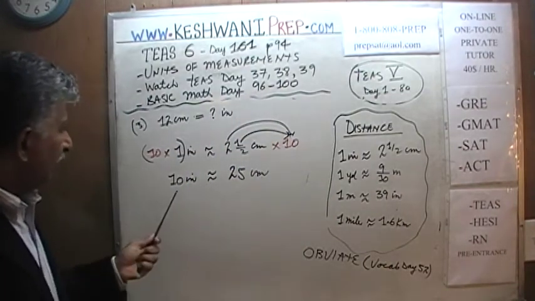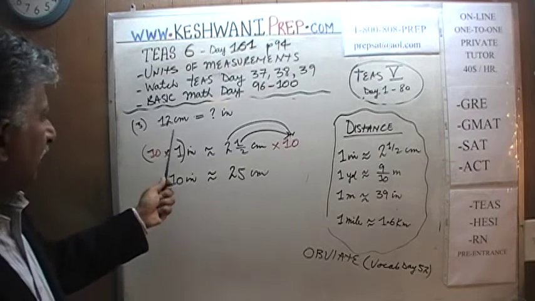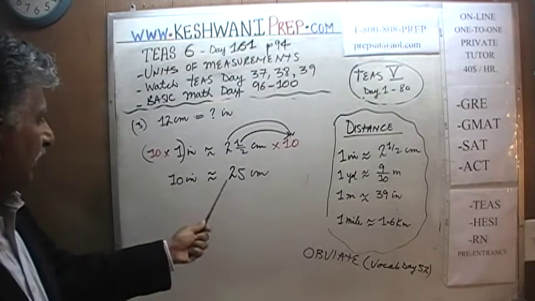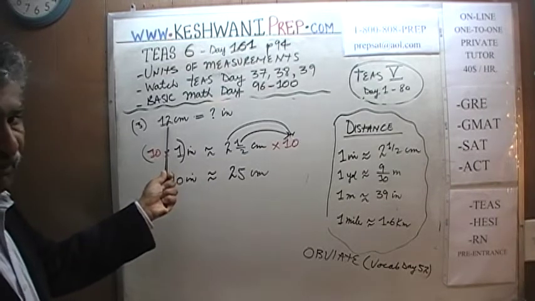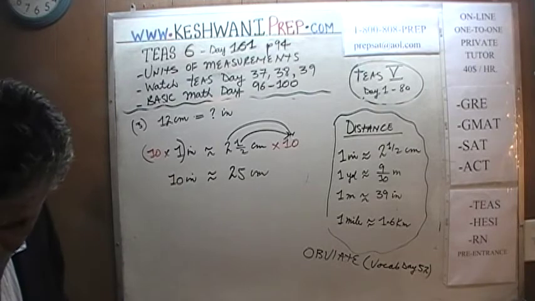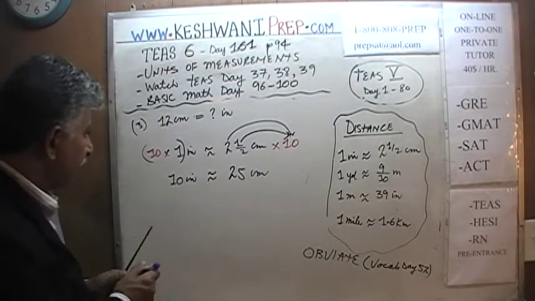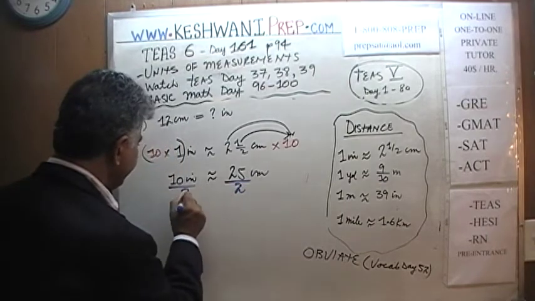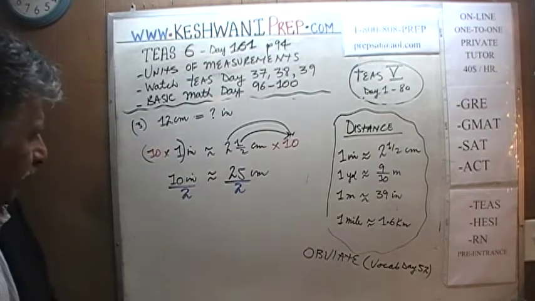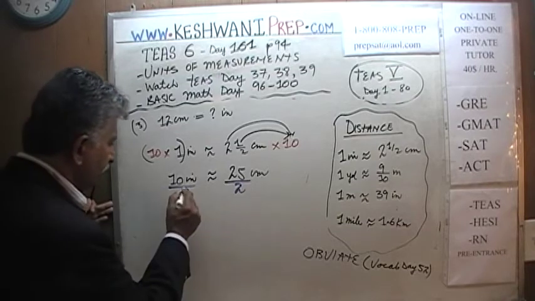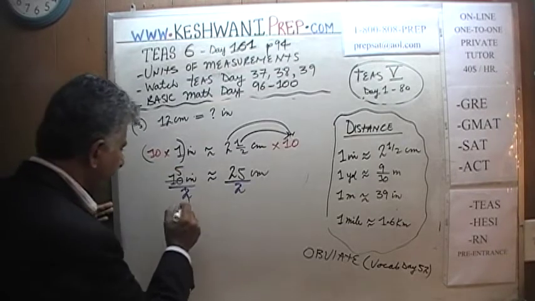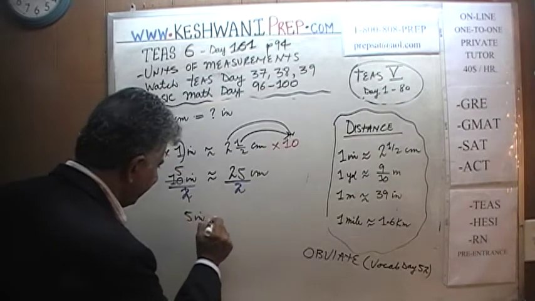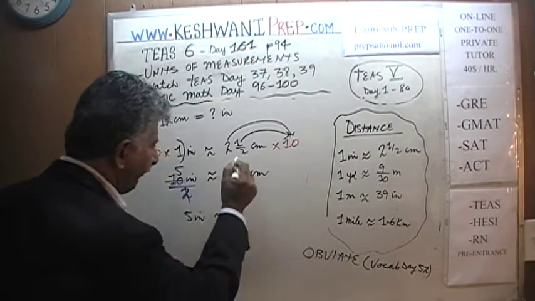But we're still not done, because we're not being asked to convert 25 centimeters into inches. We're being asked to convert 12 and a half centimeters. What do we do next? Well, we don't want 25. The 25 is too much. Let's take half of it. Divide both sides by 2. If you divide both sides by 2, the 2 is going to cancel out with this 10, becomes a 5, and that tells us that 5 inches is approximately half of 25.